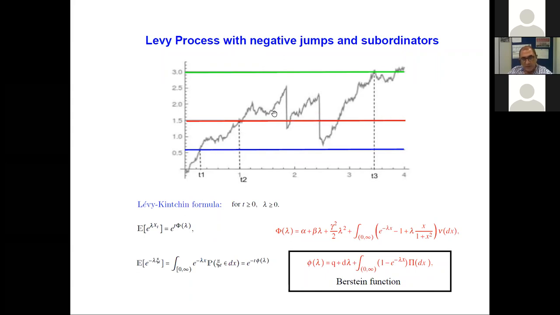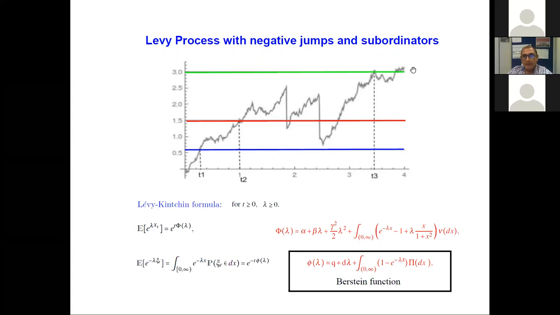in this figure is a trajectory of a Levy process. It could be, for example, the price of oil. Suddenly, there is an information, and the price jumps down. We are also interested in the first times the process crosses certain levels. For example, at time one is the first time I reached the blue level. This kind of times are also very important.